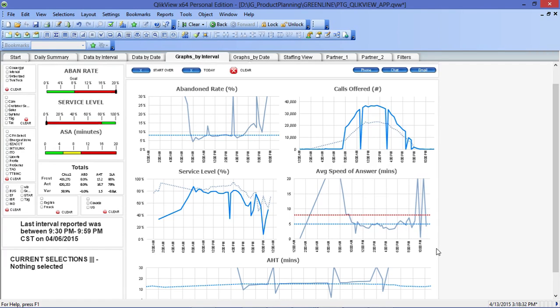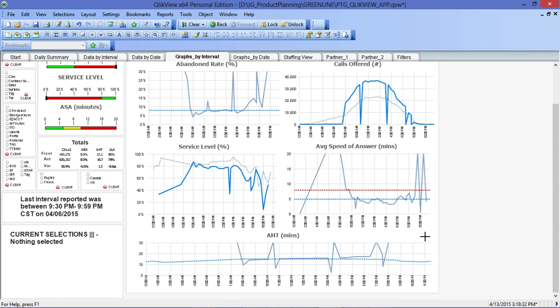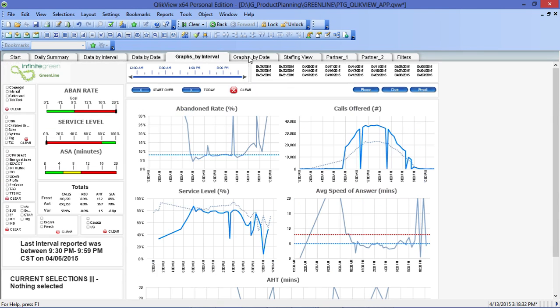Average speed of answer as well. You can see that's way below goal here for the majority of the day, which is good. But then at the bookends, again, we're looking at some challenges there. And then for those of you who like to look at AHT and where that forecast is versus where your agents are coming in, as a component of cost in some respects, there it is for you. And these are actually intervals by date.